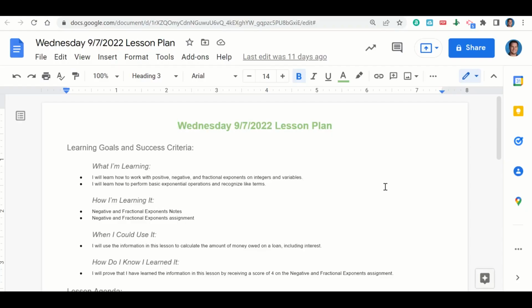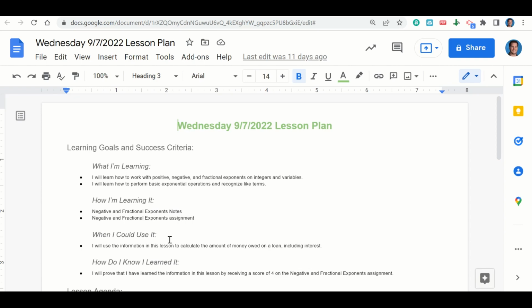Welcome everyone. Let's begin our lesson for today by going over our learning goals and success criteria. First, what are we learning? We're learning how to work with positive, negative, and fractional exponents on integers and variables, and we're learning how to perform basic exponential operations and recognize like terms. How are we learning it? Through the negative and fractional exponents notes and the negative and fractional exponents assignment.